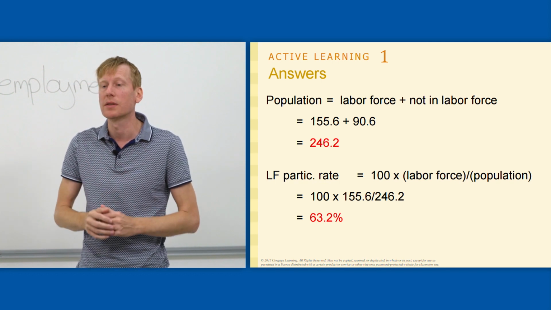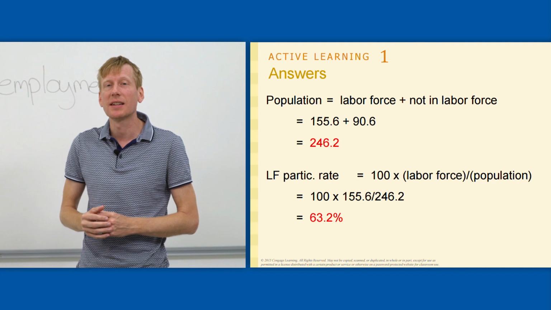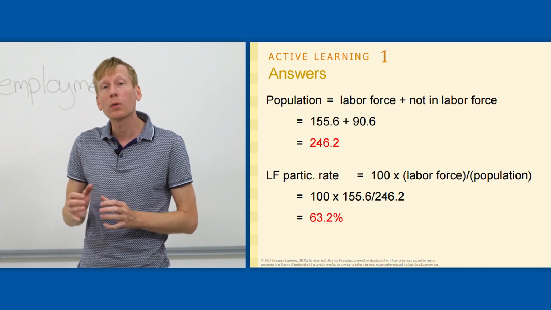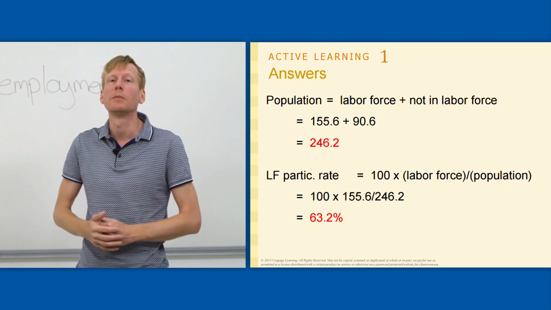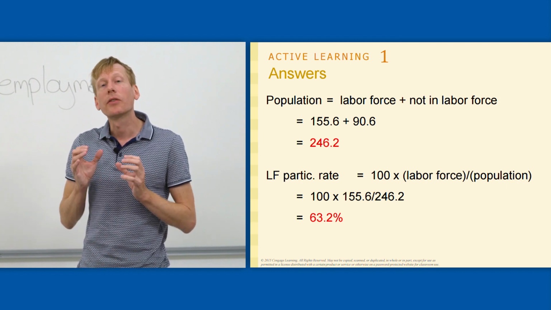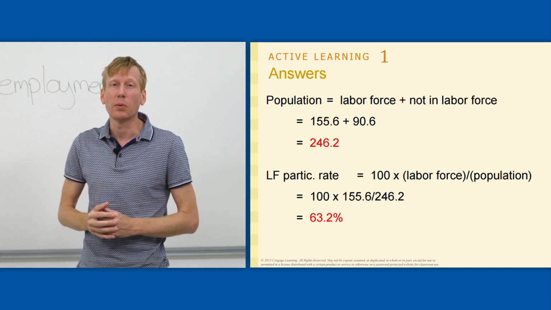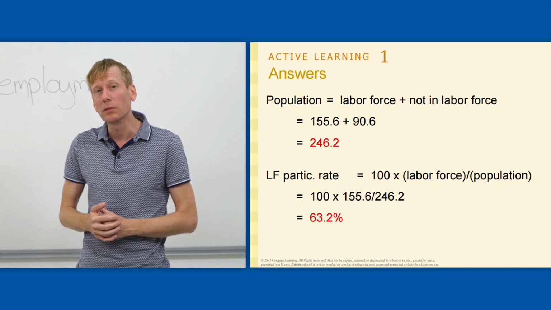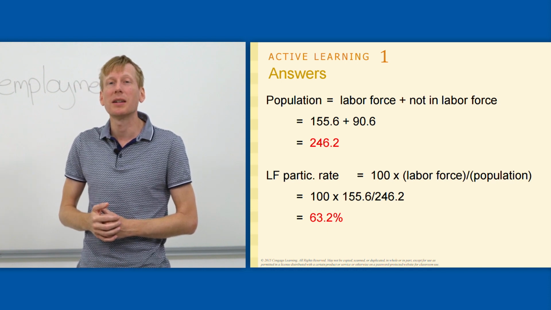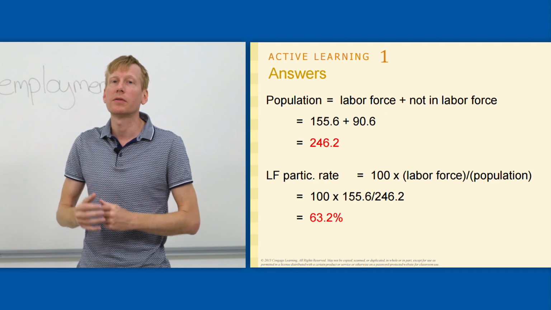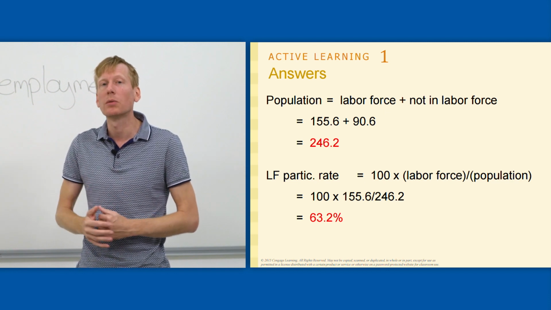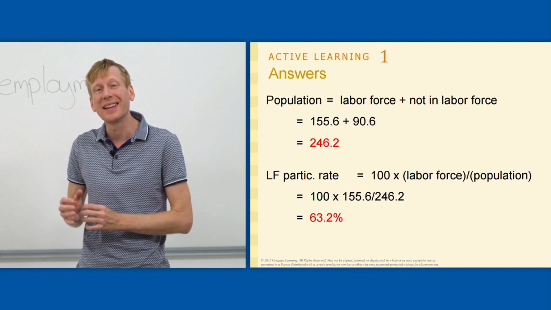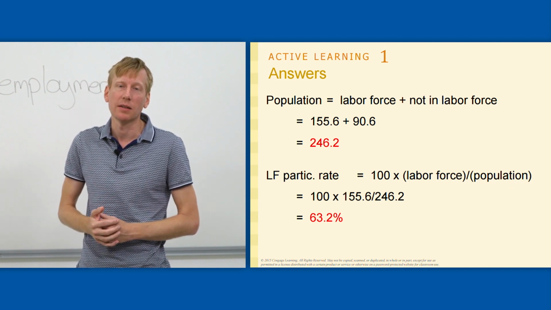The total adult population would be 155.6, the labor force, plus 90.6, those estimated to be not participating in the labor force, for a total of 246.2 million people. Now, if the labor force is 155.6 and the adult population is 246.2, the labor force participation rate would be 155.6 divided by 246.2, for a total of 63.2% as of September 2013.